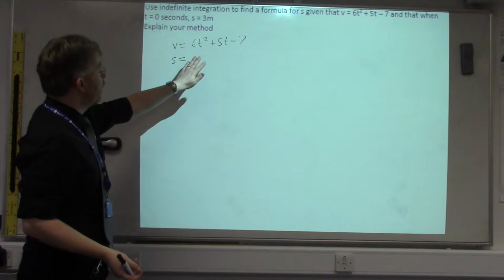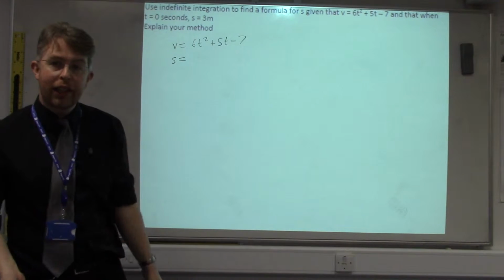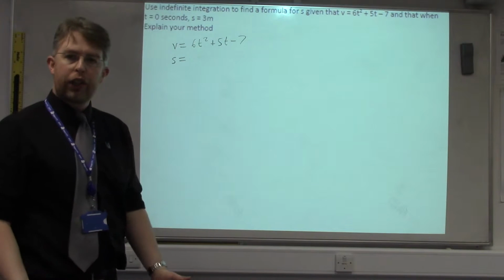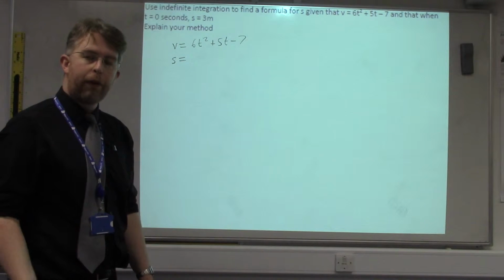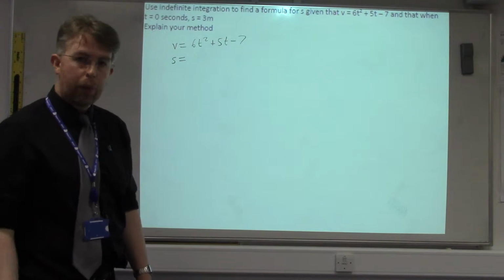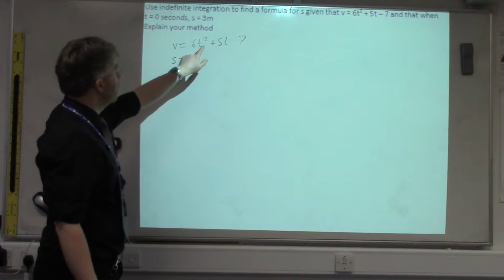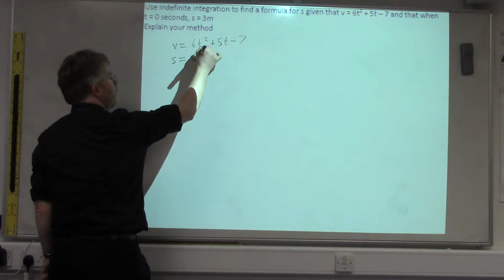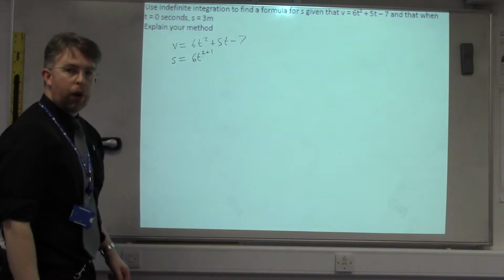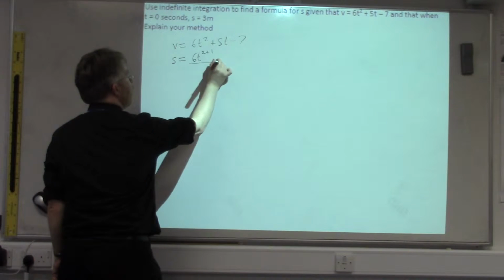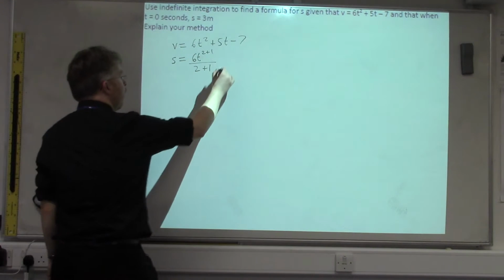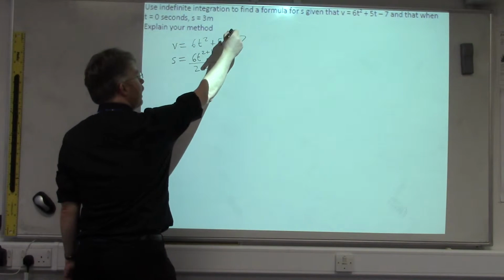So for a polynomial such as this, the process is that you add 1 to the power and divide by the new power, which is the opposite of differentiating, where we multiplied by the power and took 1 off the power. So in this case, the power is 2, so we add 1 to the power, 2 plus 1, and we divide by the new power, 2 plus 1.